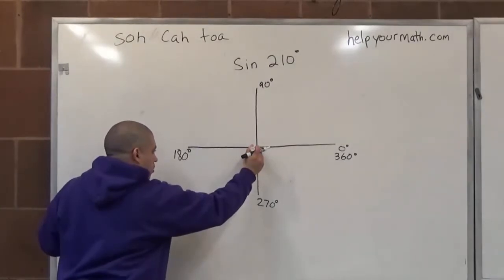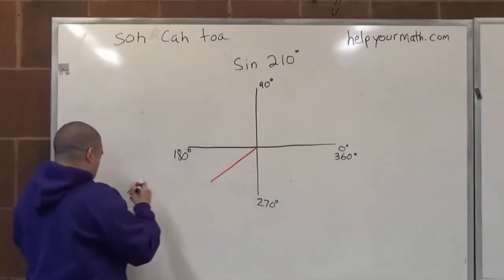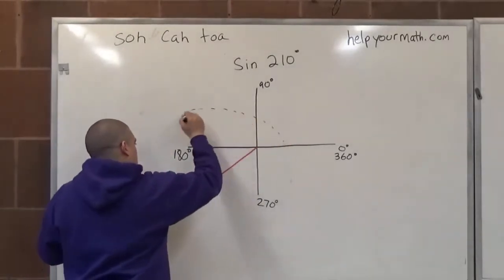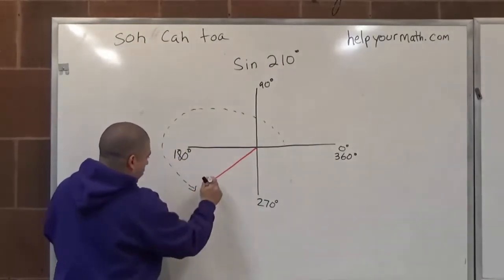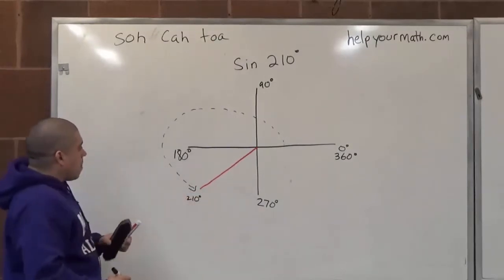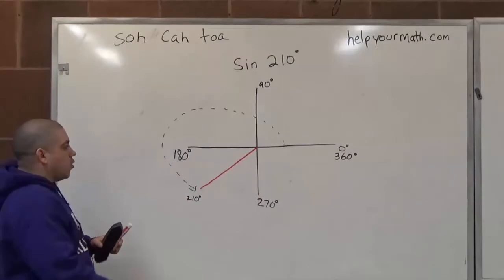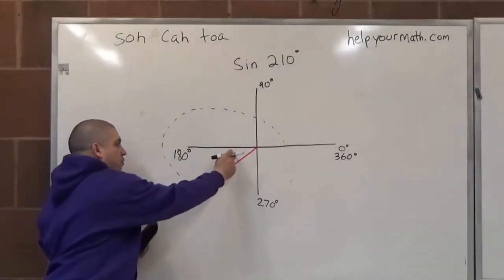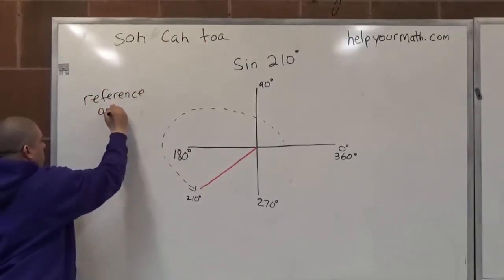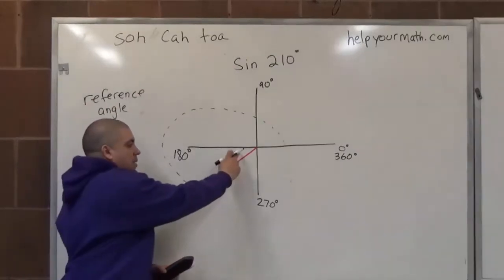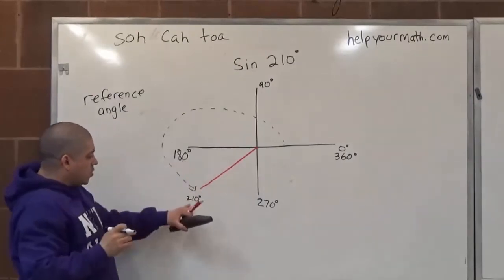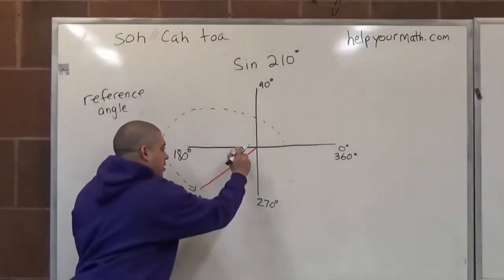So I'm going to do that right there, and this amount is 210 degrees. Now we're going to deal with this angle here. This angle is known as the reference angle. Let me write that down. It's a key word: reference angle. The reference angle is simply the space in between the x-axis and the terminal side of your angle. So from 180 to 210, this is 30 degrees here.